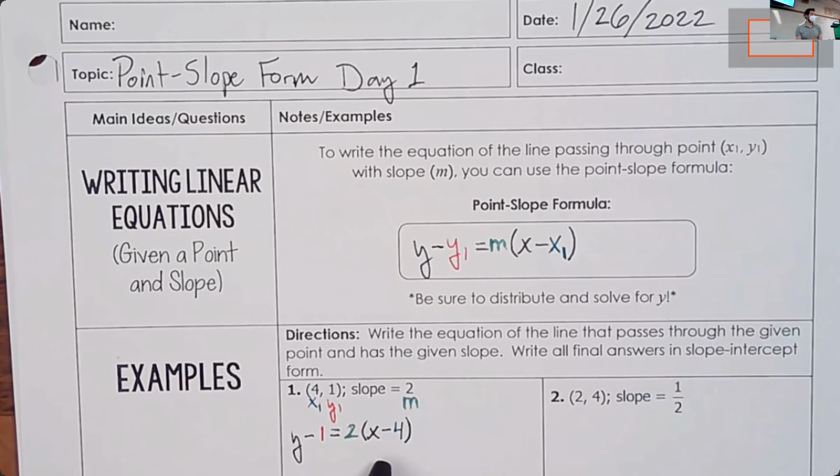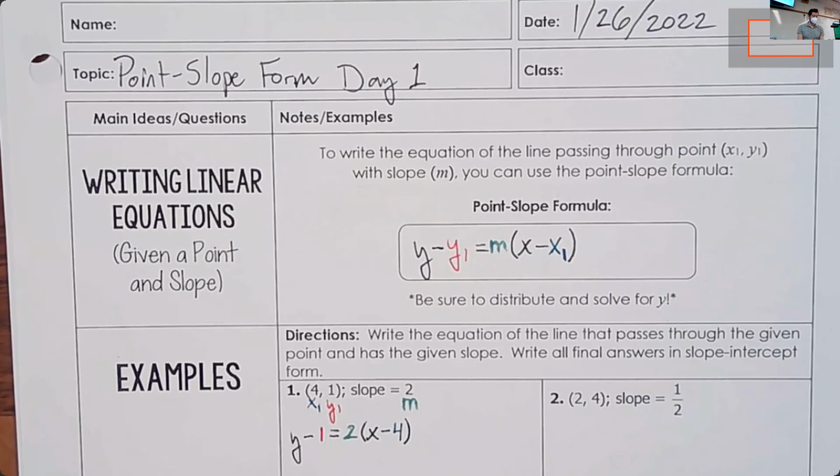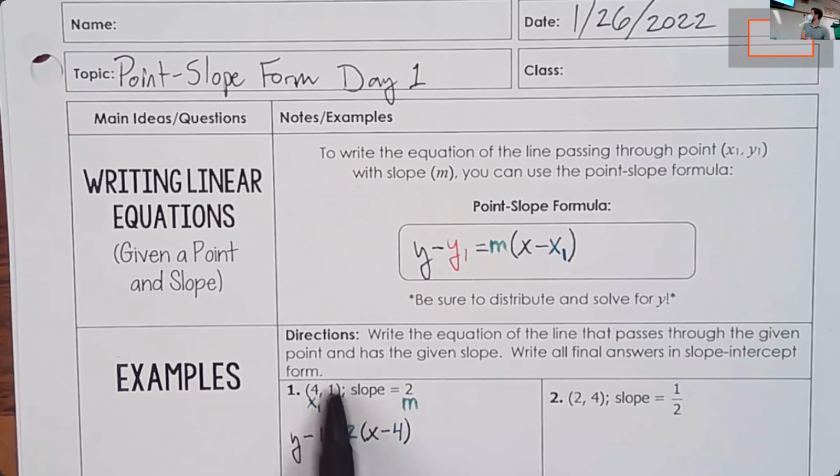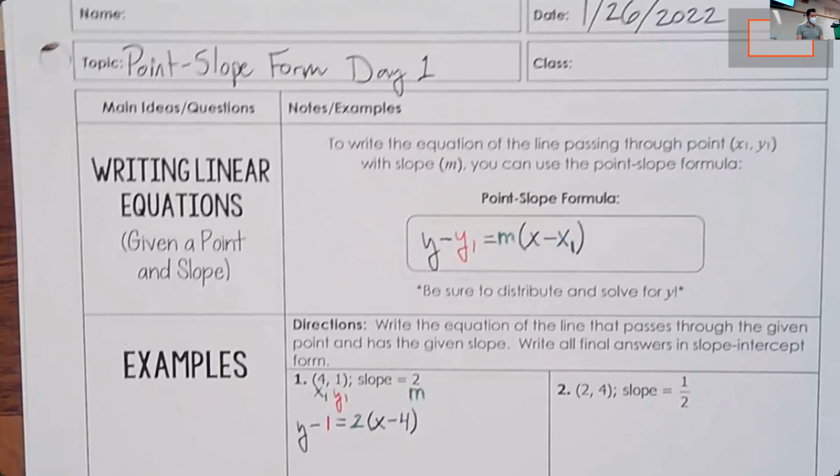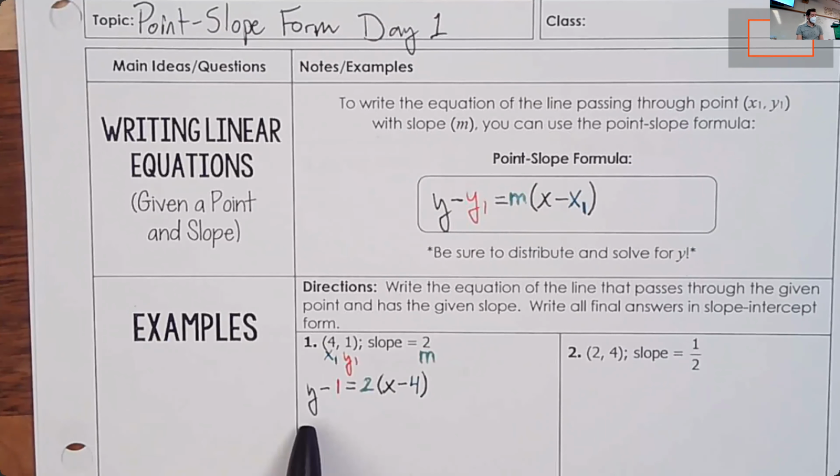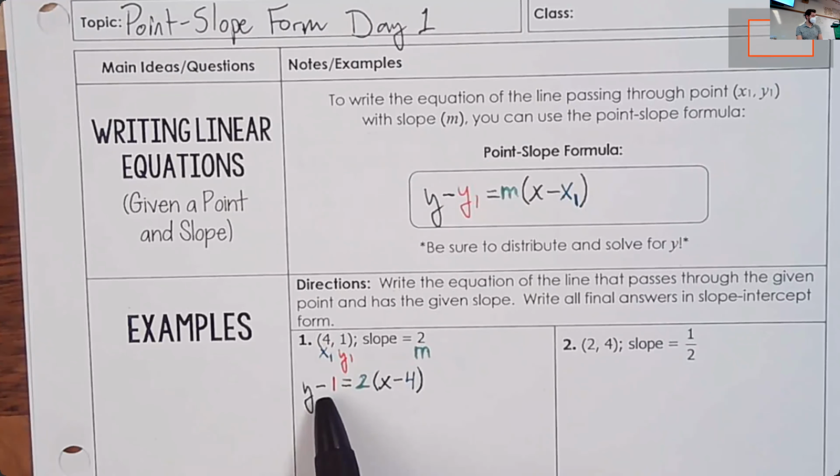However, in this particular case, we're not finished because we have this other direction up here. Write all of your answers in slope-intercept form. So getting an equation into slope-intercept form means getting y by itself. So one thing we have to do is get rid of the parentheses over on the right-hand side. And then the other thing we have to do is get rid of our -1 in this particular case here.